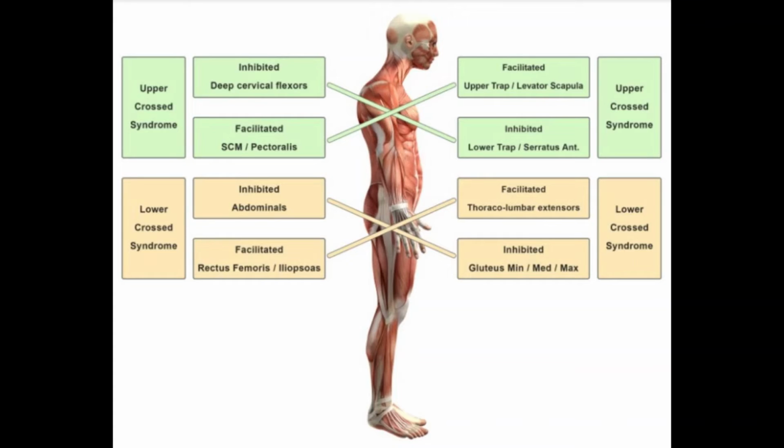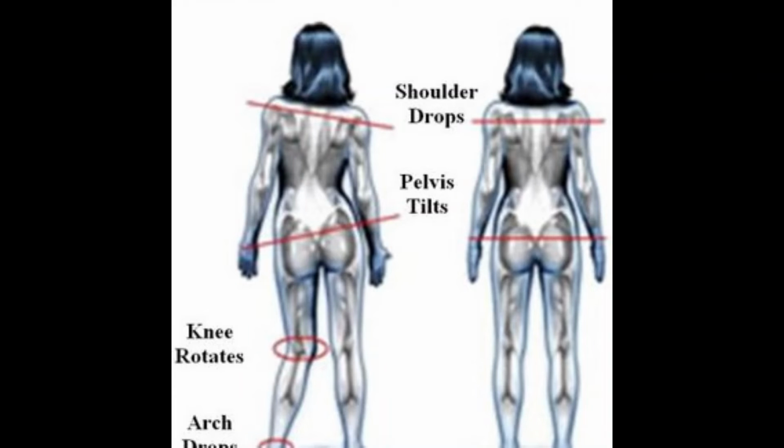Efficient posture is important because it reduces the amount of stress that's placed on ligaments, muscles, and tendons, and it improves function and decreases the amount of muscle energy actually needed to keep the body upright.